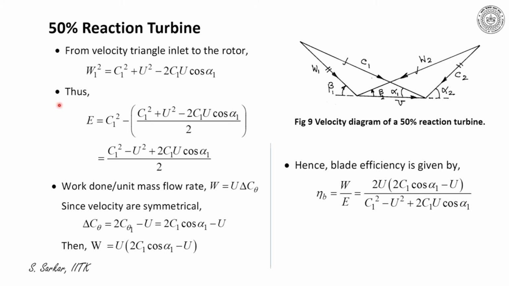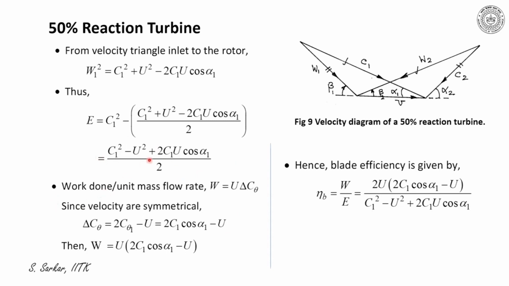Thus, putting the value of W1 square in the earlier equation, I can write E is equal to C1 square minus C1 square plus U square minus twice C1 into U into cos alpha 1, divided by 2, which becomes C1 square minus U square plus twice C1 U cos alpha 1 divided by 2.